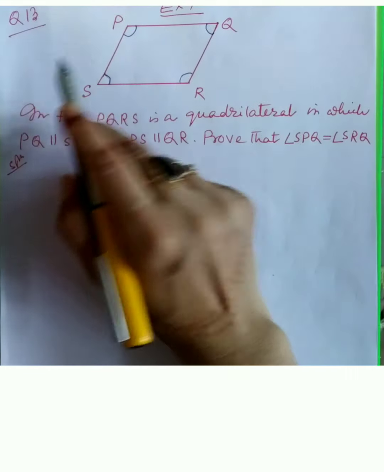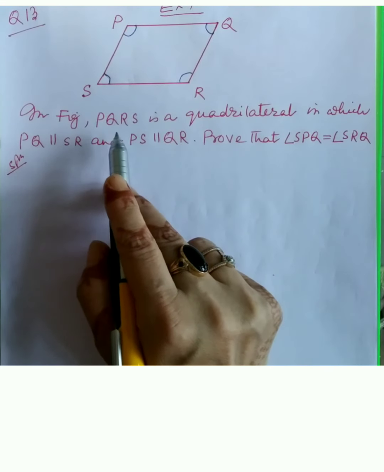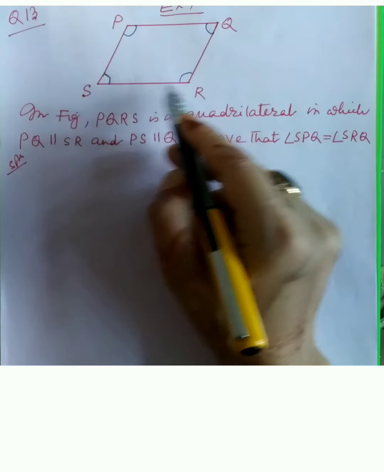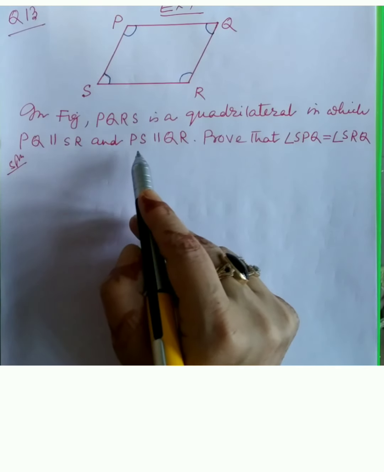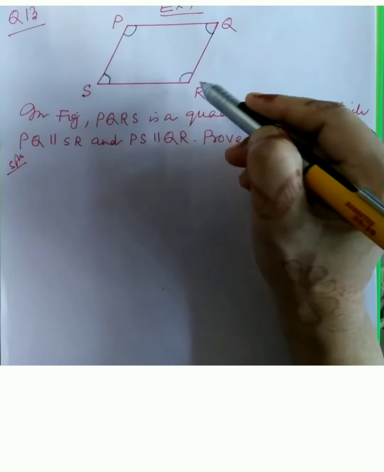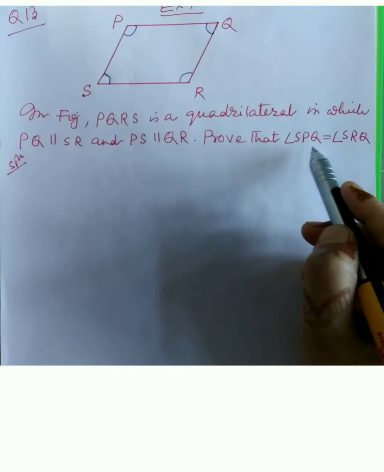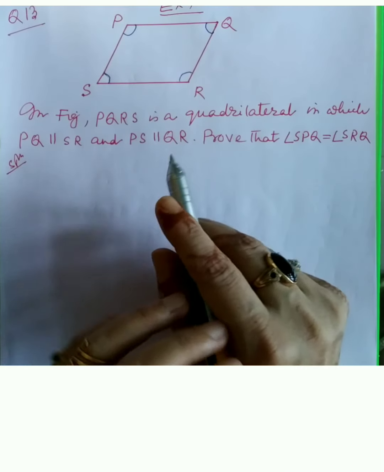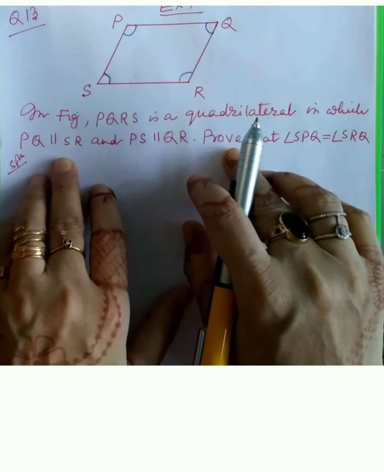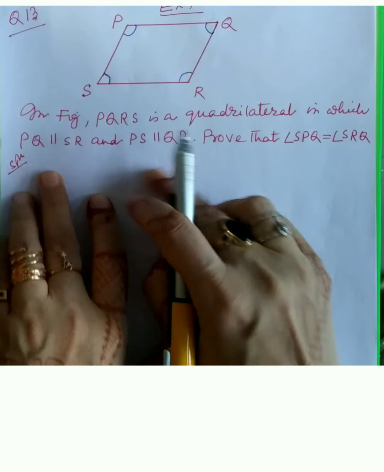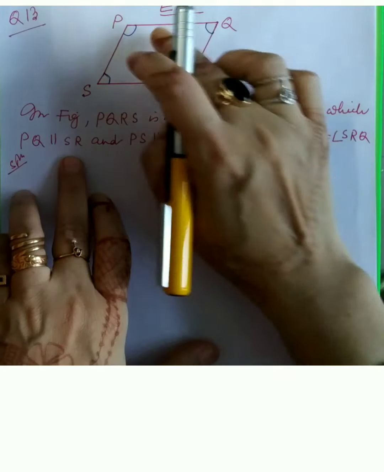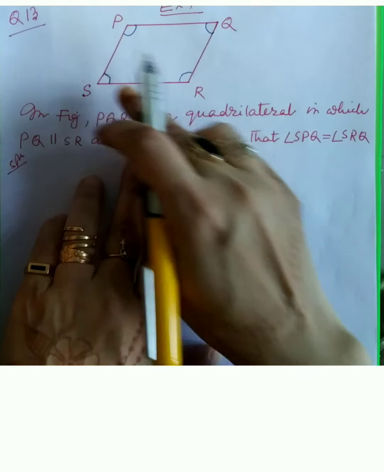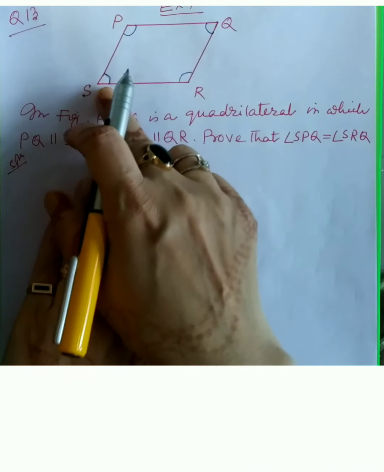Okay. Exercise 9, question number 13. In the figure, PQRS is a quadrilateral in which PQ is parallel to SR and PS is parallel to QR. Prove that angle SPQ is equal to angle SRQ. So only two pieces of information are given: PQ is parallel to SR and PS is parallel to QR. We'll have to show angle SPQ is equal to angle SRQ.